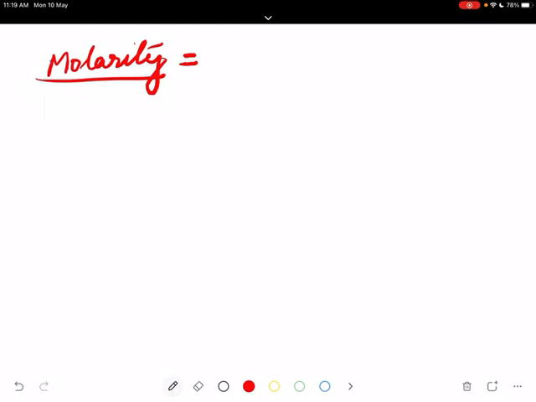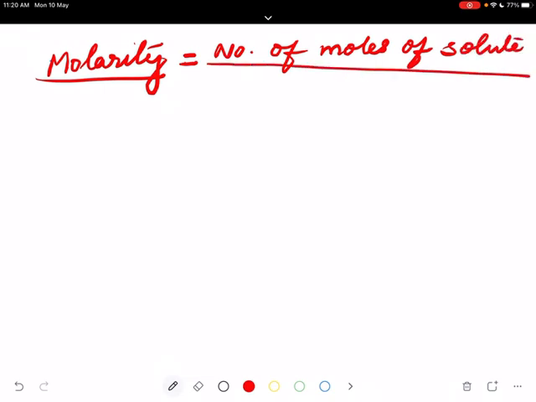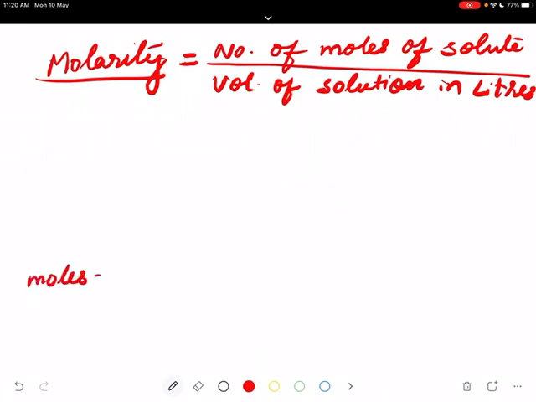Now, what is molarity? That is the number of moles of solute upon the volume of solution in liters. Number of moles: you learned the term mole last year. What is mole? Whatever may be the mass, moles means given mass upon molar mass.